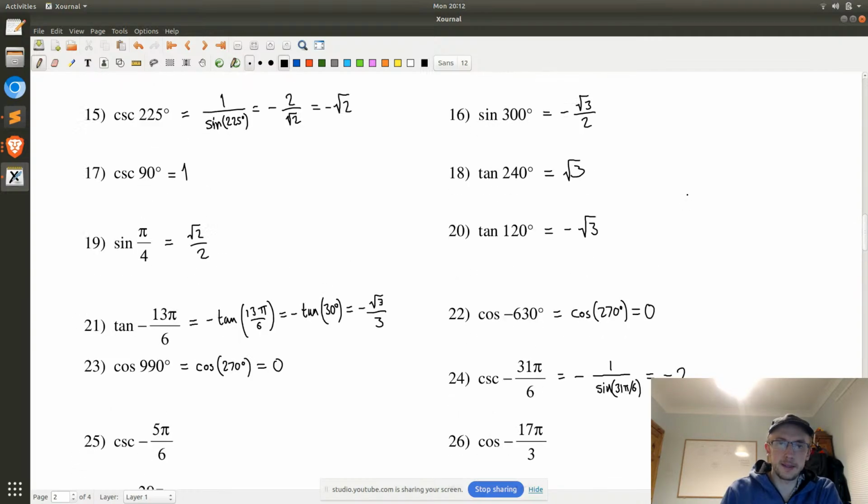Right, now to check. 17 and 18. Correct. 19 and 20. Correct. 21 and 22. Correct. 23, 24. 24 is wrong, but why? Okay.